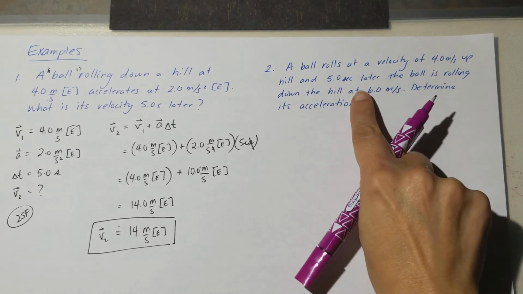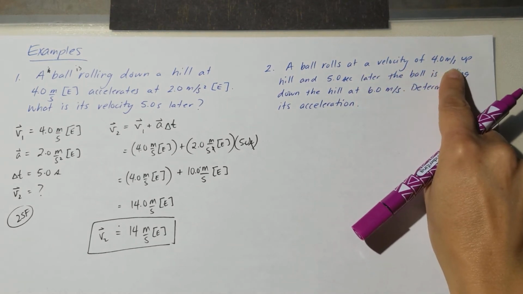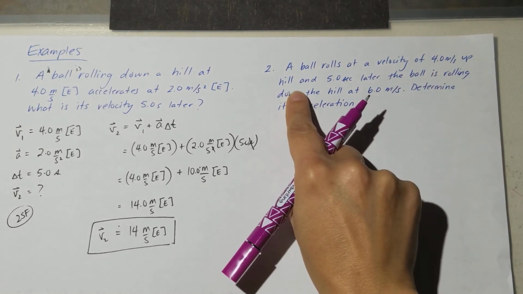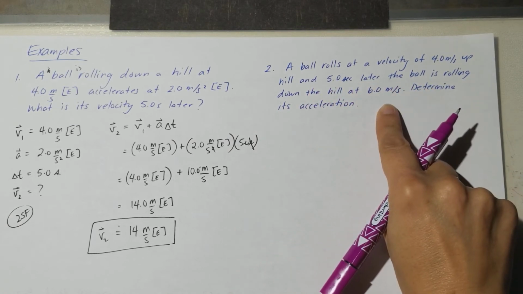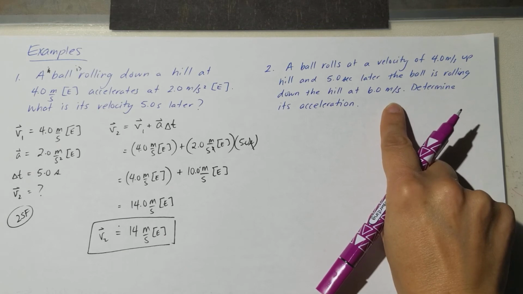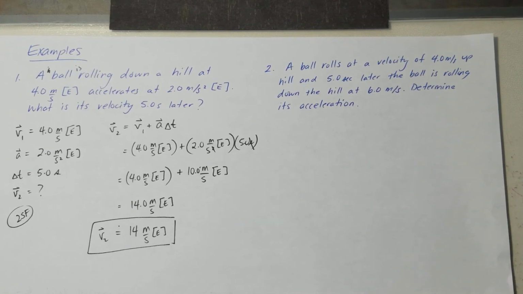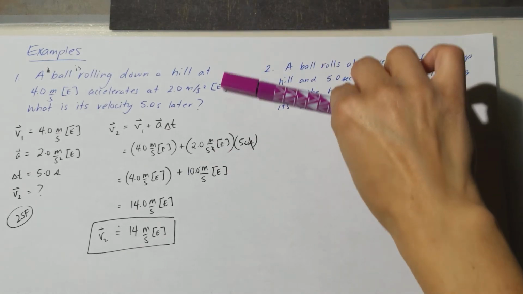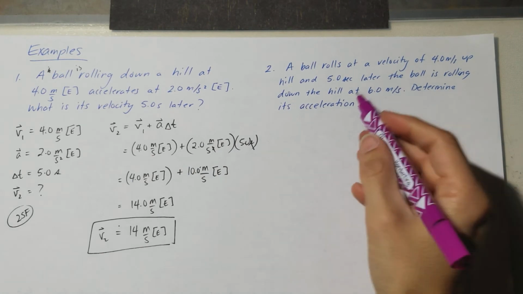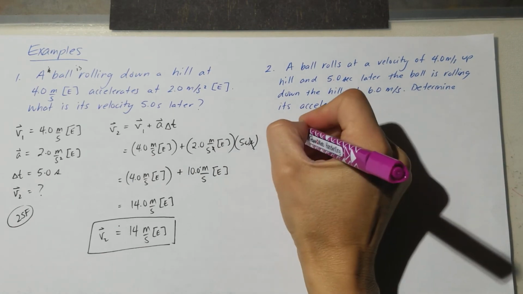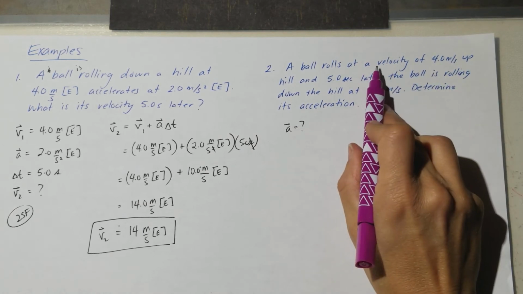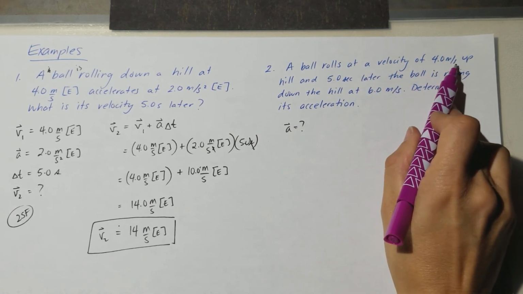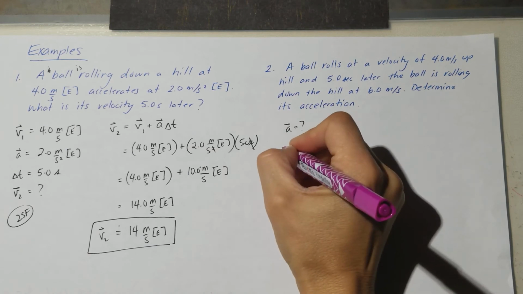All right, a ball rolls at a velocity of 4 meters per second uphill. And 5 seconds later, the ball is rolling downhill at 6 meters per second. Determine its acceleration. So essentially a ball was going up a hill and now it's going down 5 seconds later. We want to find the acceleration. So acceleration is what I'm looking for. Let's see what I'm given. Initial velocity is 4 meters per second up.